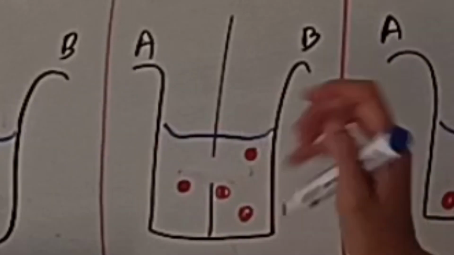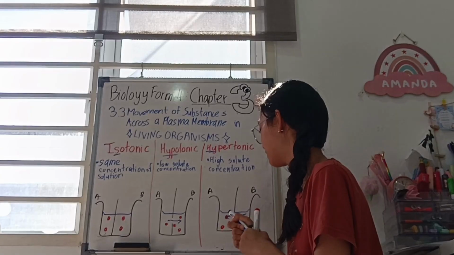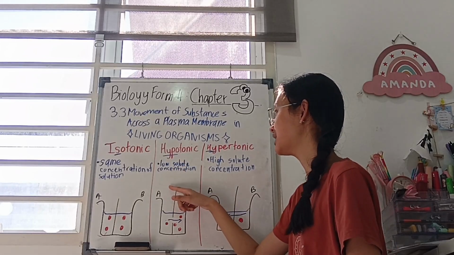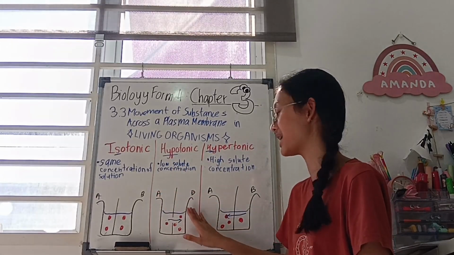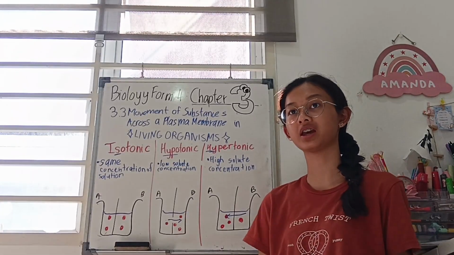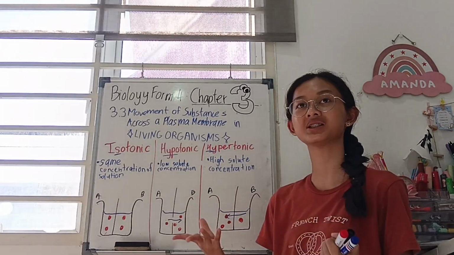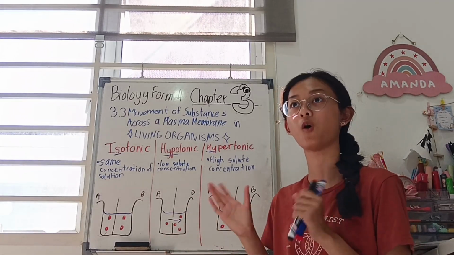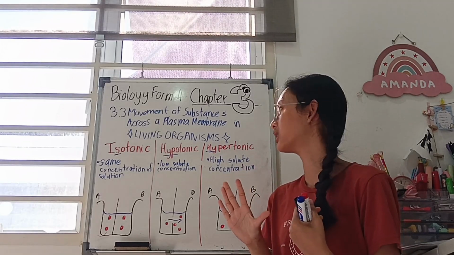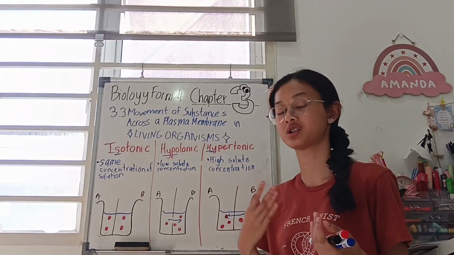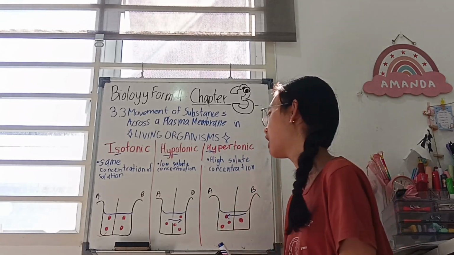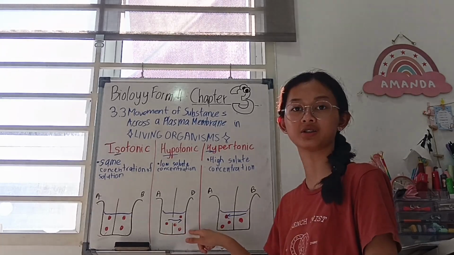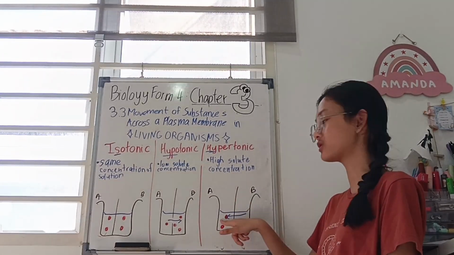For this one, from A, go to B. Why? Because A is hypotonic to B. So that means A has low solute concentration and B has high solute concentration. Like what we learned in the last video, osmosis means water going from a high concentration of water to a low concentration of water, or from a low solute concentration to a high solute concentration. So you see here, the water will go from low solute to high solute. This one goes from low solute to high solute.